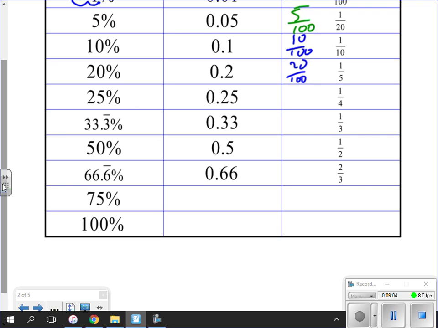75% is 0.75. What is that as a fraction? 3/4. Because 75 cents is how many quarters? It's 3/4. And then 100% of something as a decimal is 1. As a fraction is 1. Because it's the whole amount. If you have 100% of something, you have all of it. Okay, that's what 100% means. So you've got all of it. Okay. Questions so far? No. Okay.